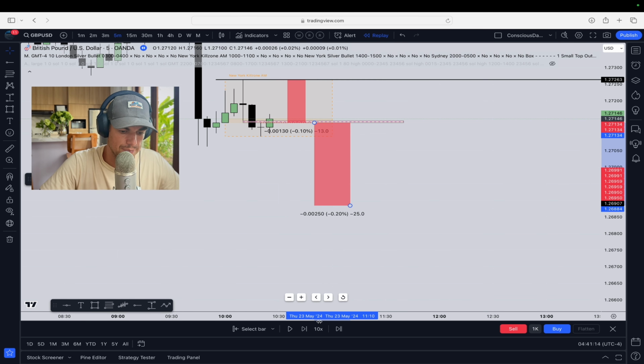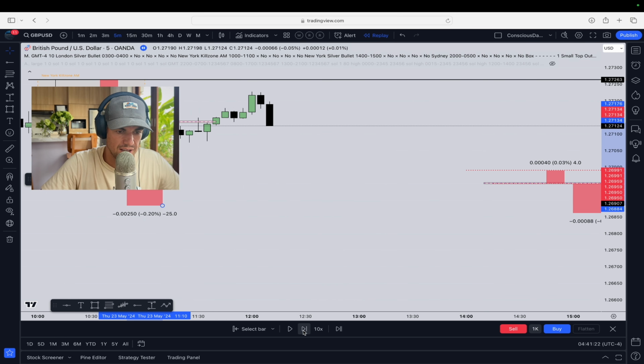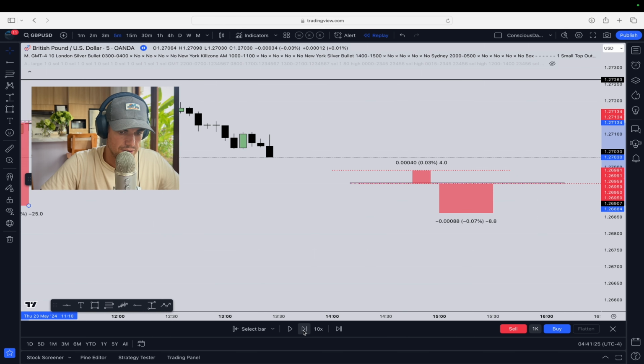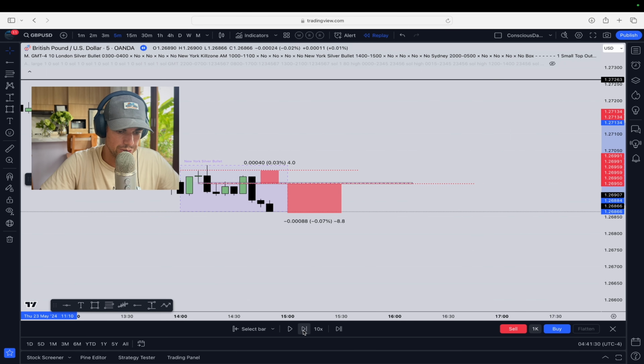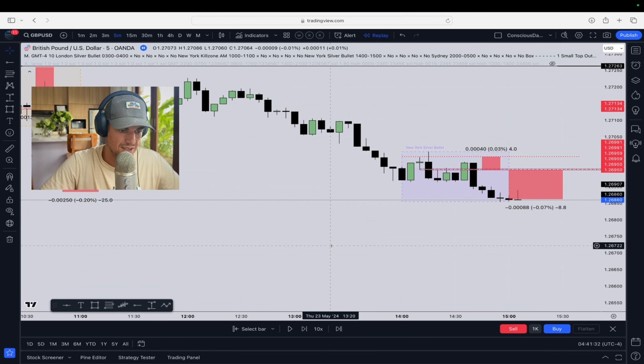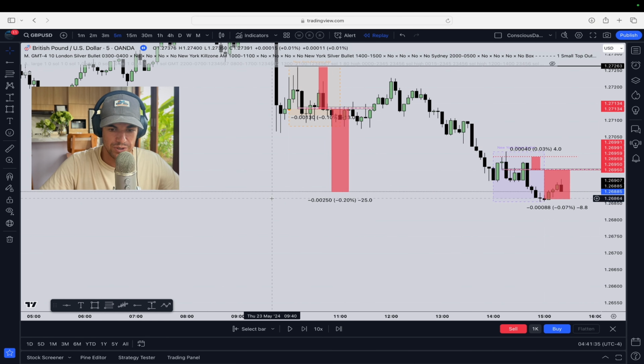Okay, let's see if that's going to happen. It's consolidating. It's coming higher. Not stopped us out yet. Yes. Success, guys. That's 3 in a row.